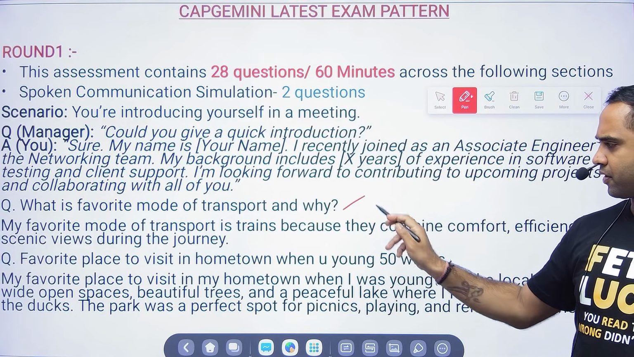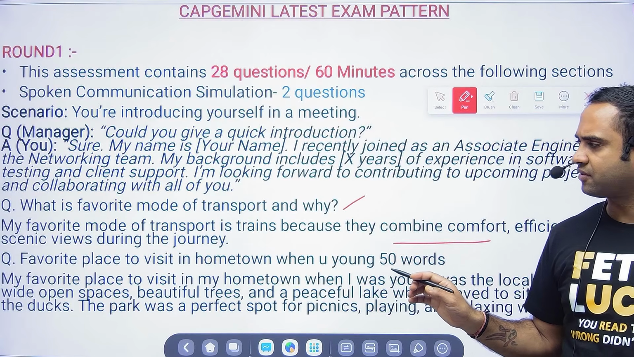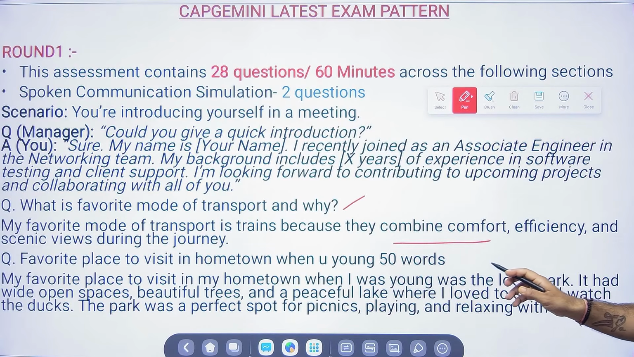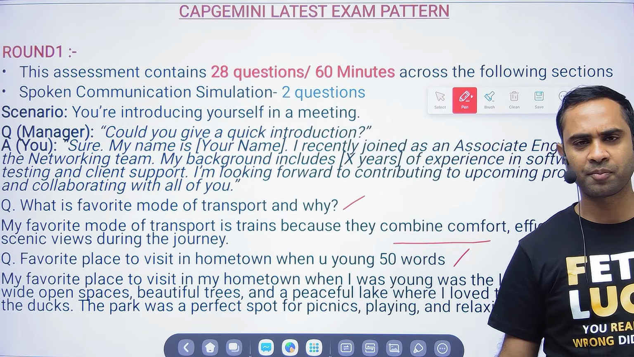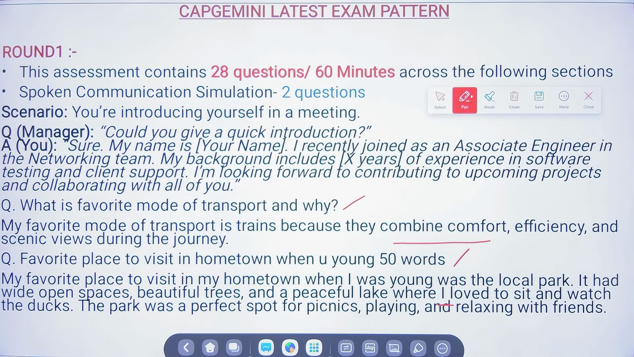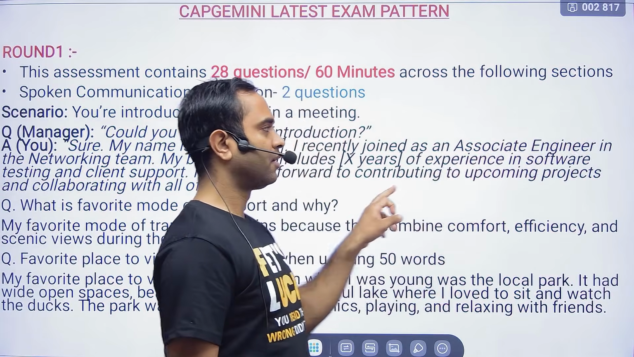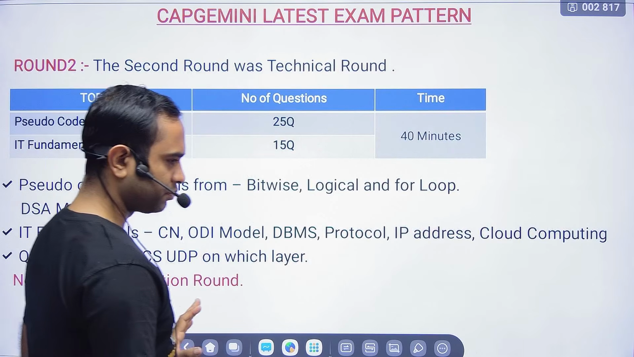What is your favorite mode of transport and why? My favorite mode of transport is trains because they combine comfort, efficiency, and scenic views during the journey. Favorite place to visit in your hometown when you were young? 50 words, 100 words. My favorite place to visit in my hometown when I was young was the local park because it has more number of beautiful faces. No, bye. Okay, so it had wide open spaces, beautiful trees, and a peaceful lake where I loved to sit and watch the ducks. The park was a perfect spot for picnics, playing, and relaxing with my friends. Right? Okay. Next.